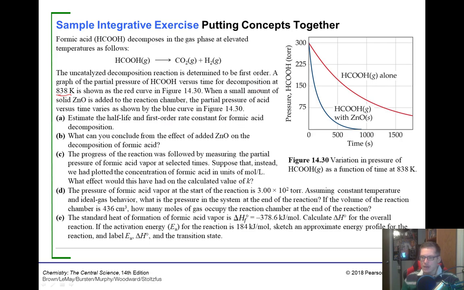Well, the half-life, remember, is how long it takes to become half of what it was. It started at 300, so half of 300 would be 150. This is where it reached half of what it started at, and it looks like that happened in about 600 seconds. So the half-life is equal to about 600 seconds. Then it says estimate the first order rate constant.